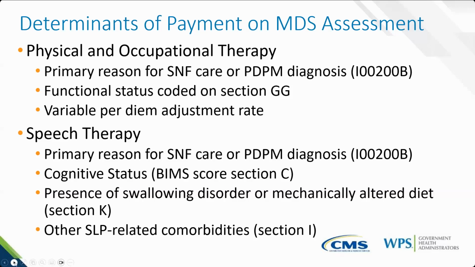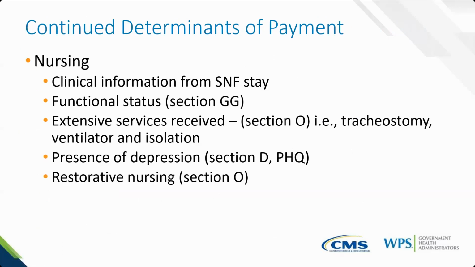pathology-related comorbidities that are coded in section I of the MDS assessment. So as we continue on this next slide, under nursing, the determinants of payment include clinical information from the skilled nursing facility stay, functional status that's coded in section GG of the MDS assessment, extensive services received, which is coded in section O of the MDS assessment, such as tracheostomies, ventilators, isolation, the presence of depression coded in section D, which includes your PHQ-9 on your MDS assessment, as well as any restorative nursing services that are coded in section O of the MDS assessment.